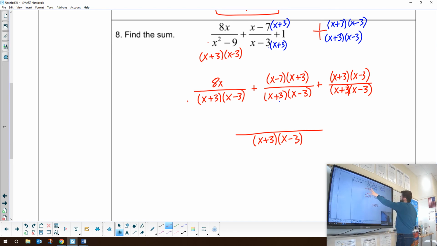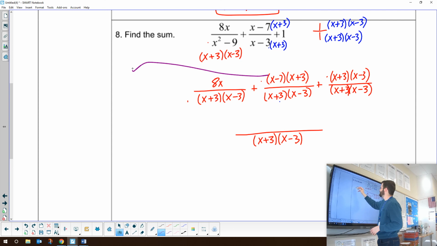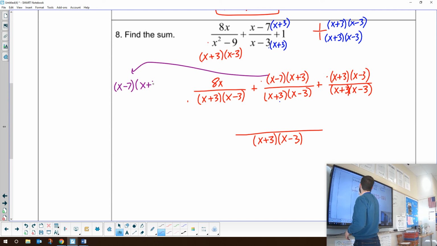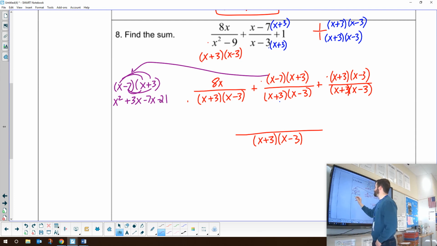But before I add up the top stuff, let's simplify all of this. So let's start off and let's simplify this x minus 7 and x plus 3 by multiplying it out. So let's take that off to the side and let's work this out. We have x minus 7 times x plus 3. X times x is x squared. X times 3 is 3x. Negative 7 times x is negative 7x. Negative 7 times 3 is negative 21. Combine the center two numbers, we get x squared minus 4x minus 21. And that's going to go in the center here.